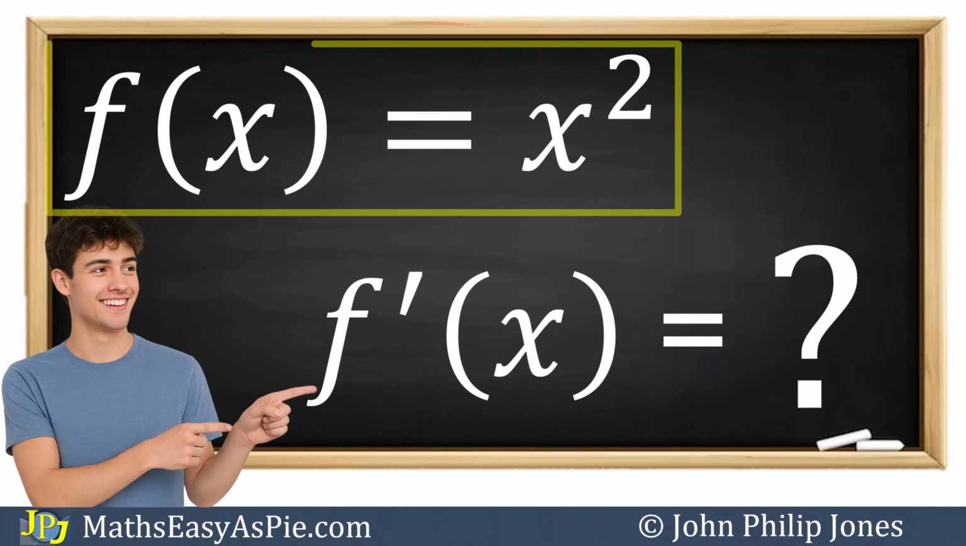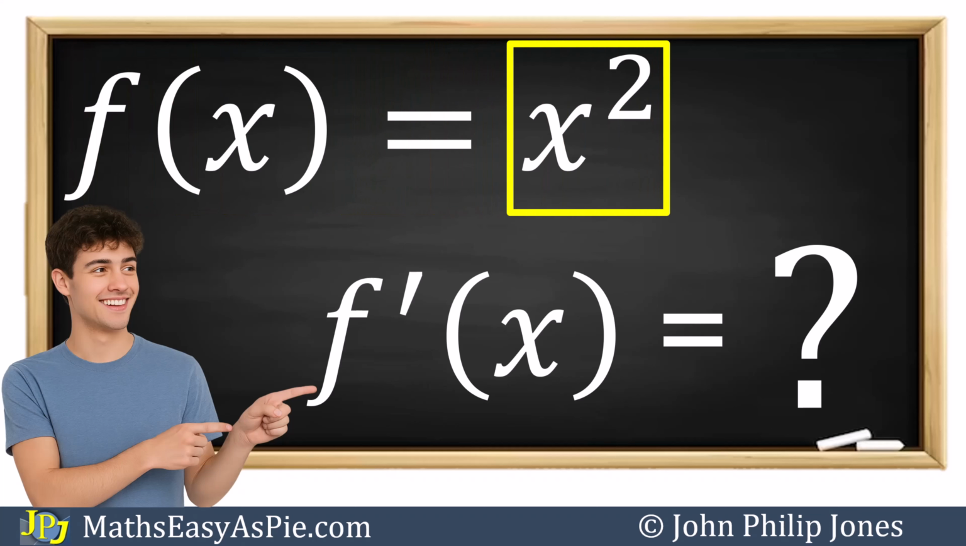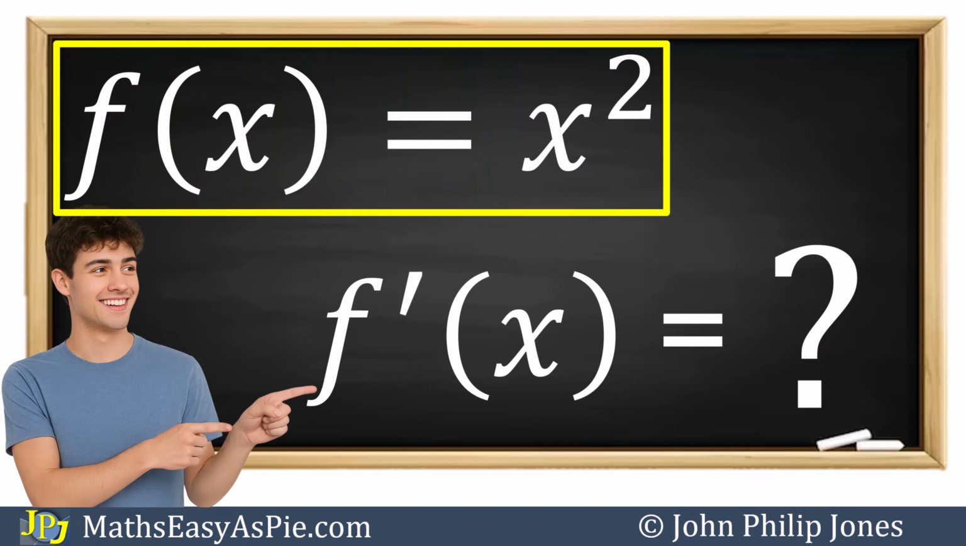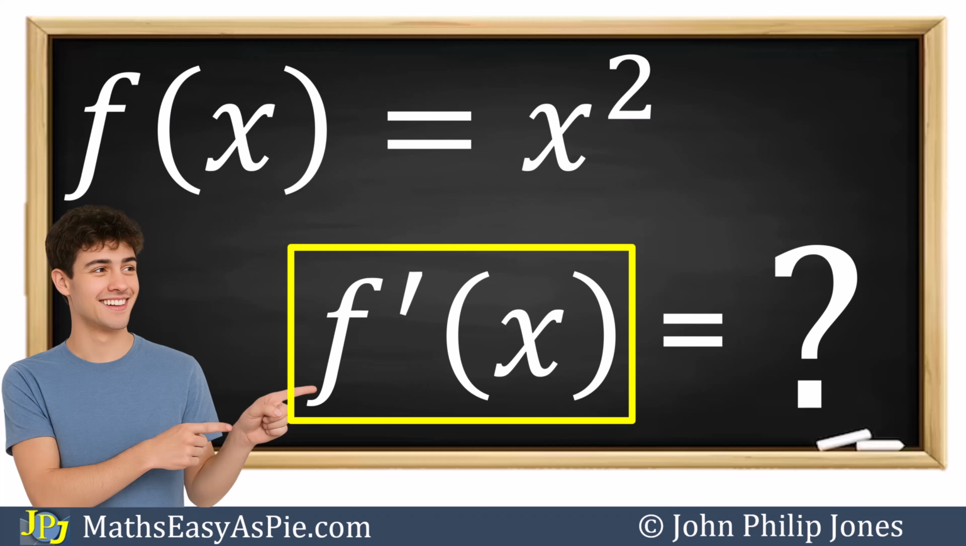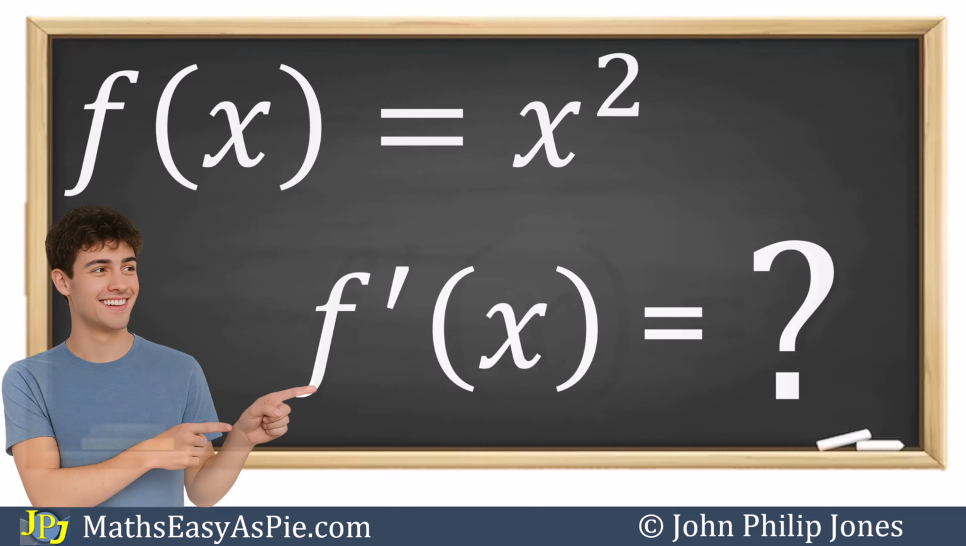This is a function of x where we're saying f of x equals x squared. And in this video, I'm going to show you how to find the first derivative of this function. When you see this, it means f prime of x, and f prime of x means the first derivative. We're going to see what goes in the position of this question mark. So let's go on to the next slide and show how to solve this.